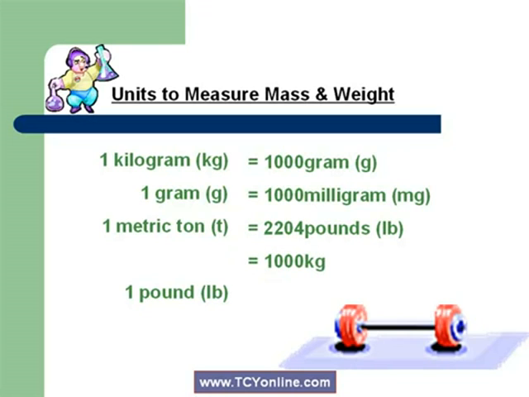Also, 1 metric ton is equal to 1000 kilograms, and 1 pound is equal to 16 ounces. So these are the different units which we use to measure mass and weight, and these are the conversion formulas.